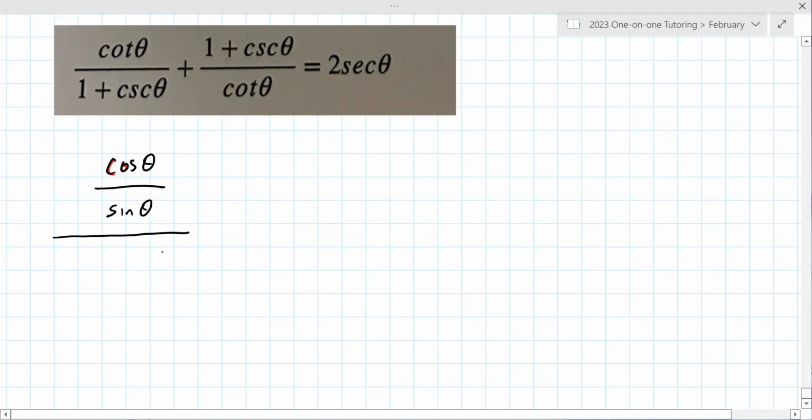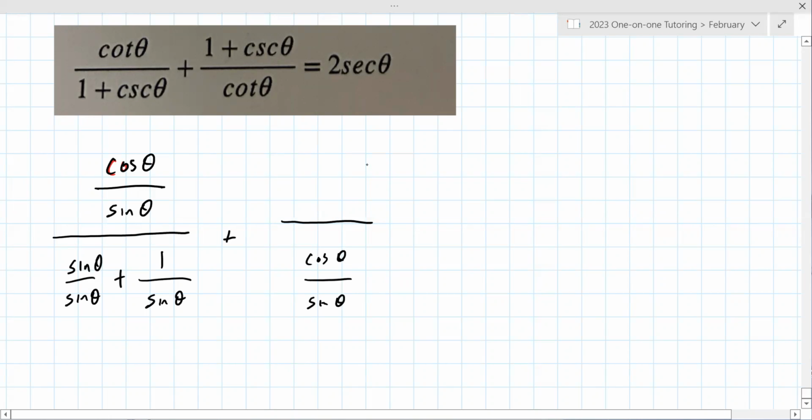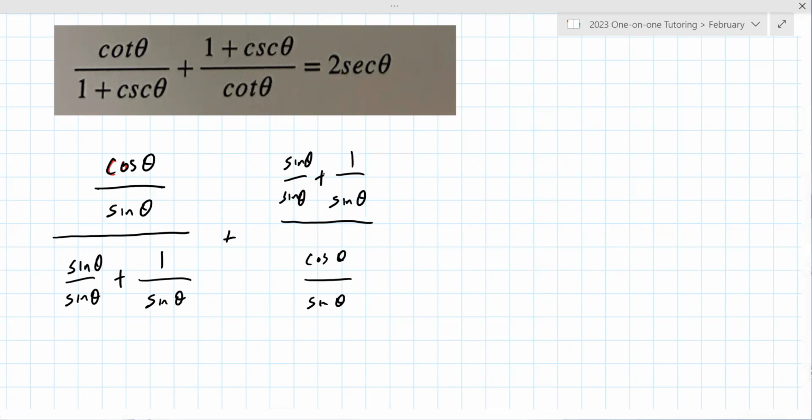The cosecant is 1 over sine theta. So the 1 on the left becomes sine theta over sine theta plus. And on the right, cotangent is cosine theta over sine theta. And then the numerator similarly is 1 over sine theta over sine theta. And then some good stuff's going to happen here, I think.